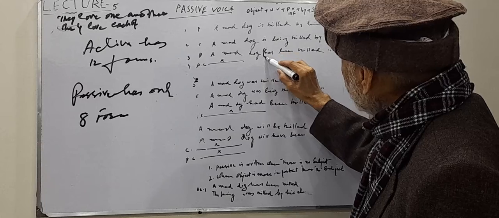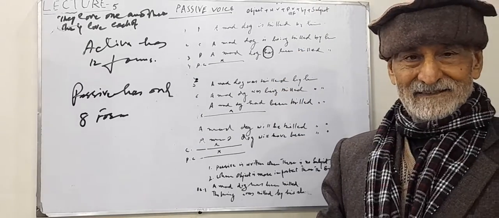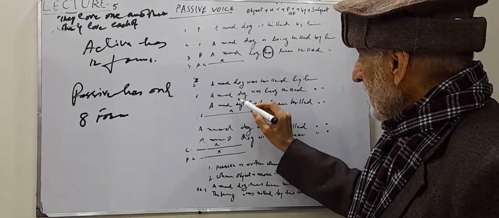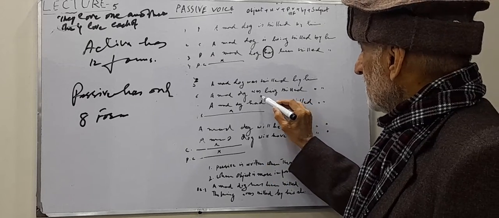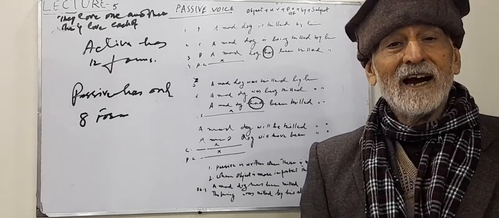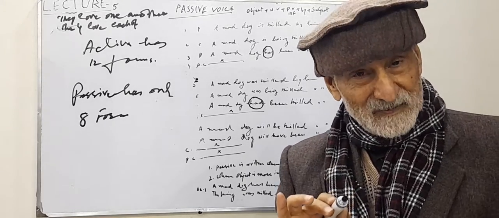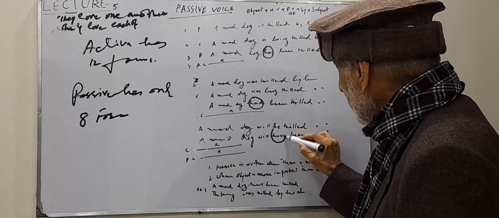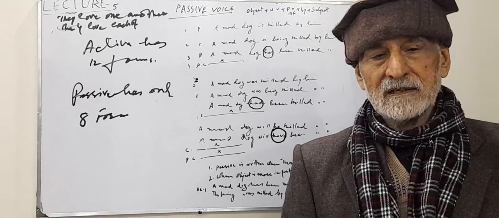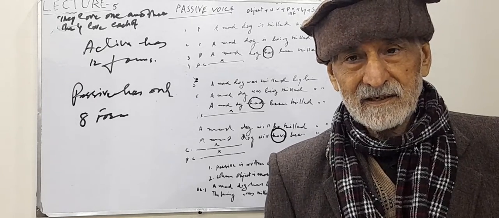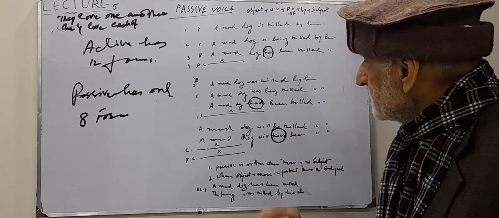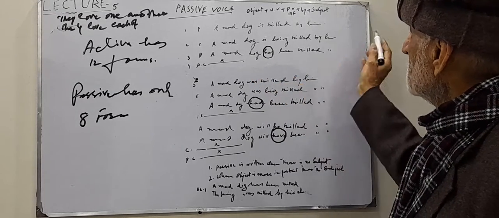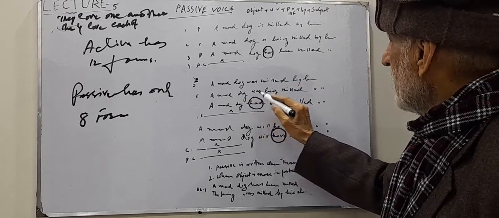A mad dog has been killed. The dog has been killed. A mad dog had been killed. Past perfect. A mad dog will have been killed. Perfect. Now continuous. Simple. A mad dog is being killed by him. A mad dog was being killed by him.